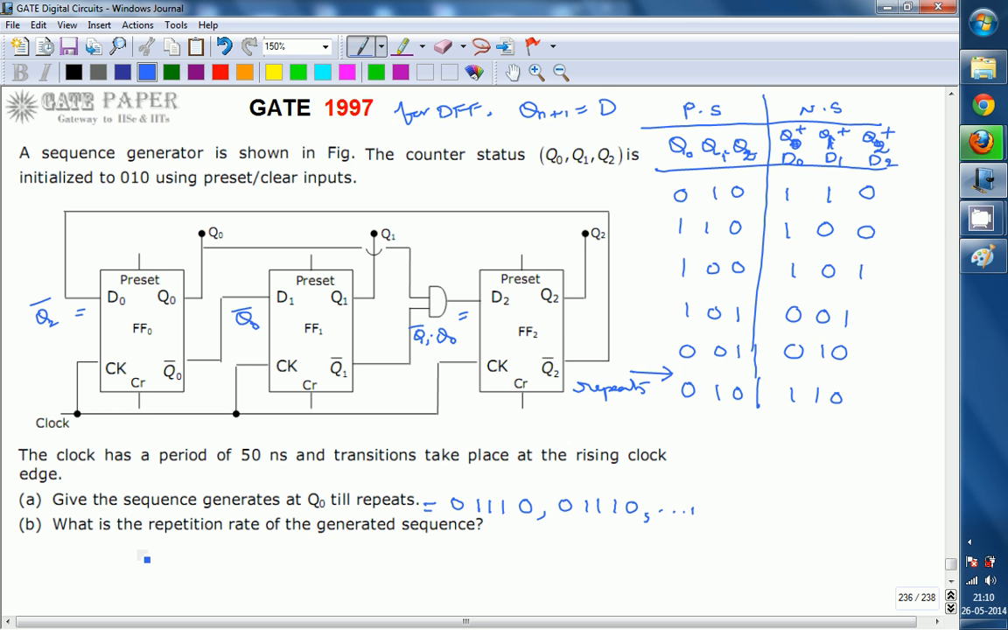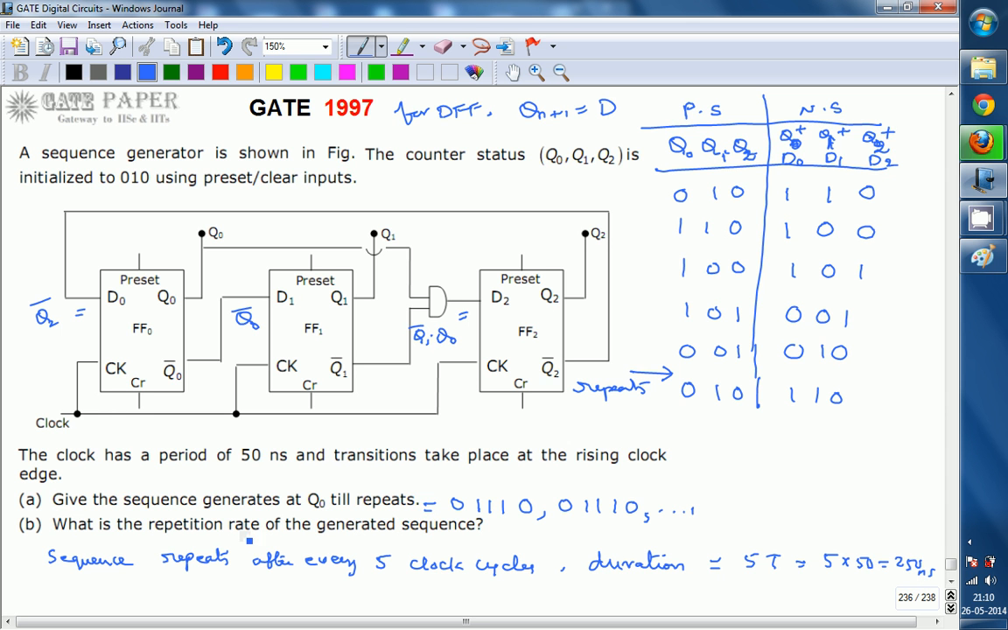Now we go for the second part. The sequence repeats after every 5 clock cycles. So the duration between repetitions is 5 times T, that is 5 into 50 nanoseconds, which is 250 nanoseconds. 250 nanoseconds is the delay between the repetitions.